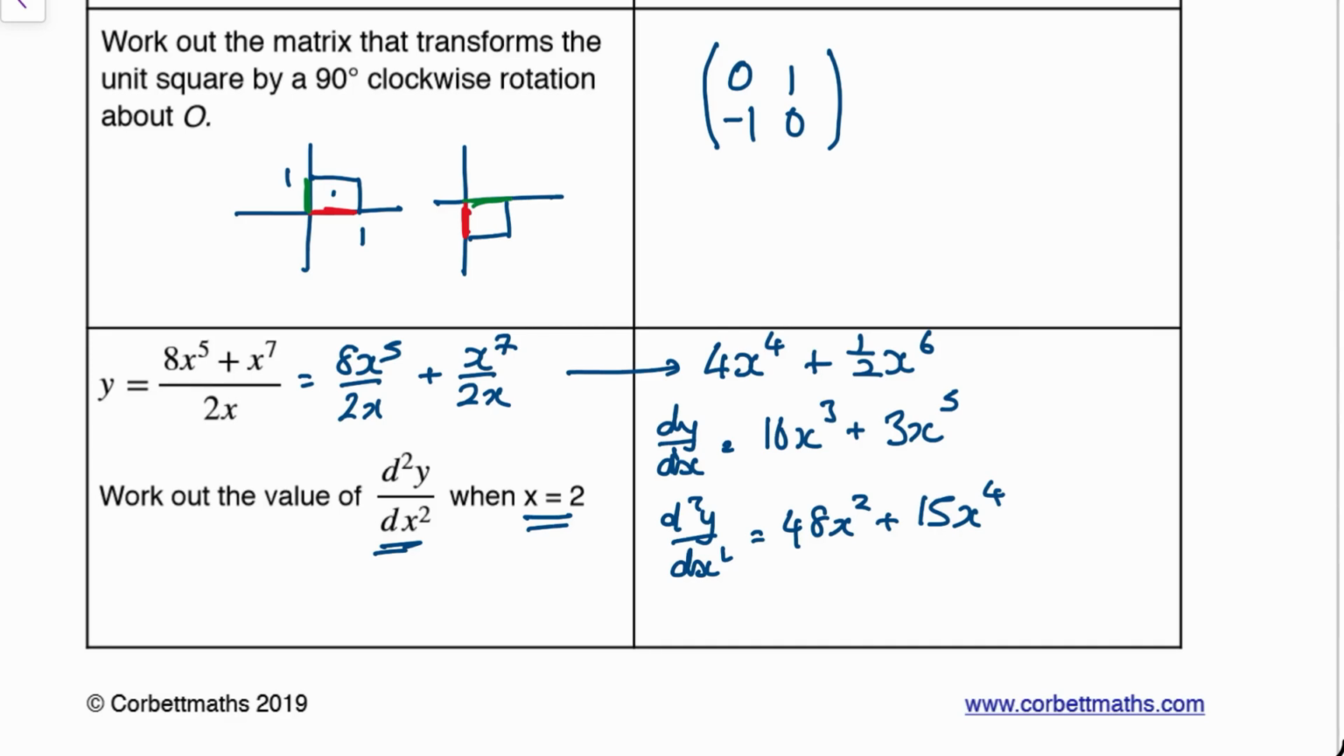Wow. And then what I need to do is I need to work out that at the value x equals 2. So at the value x equals 2, d²y/dx² is equal to, well, I'm going to get my calculator out and sort of do this in one. So 48 times 2 squared is going to be 192. And then 15 times 2 to the power 4 is going to be 240. So this is not a nice small number, is it? 192 plus 240 is going to give me 432. And that is the final question of today done.